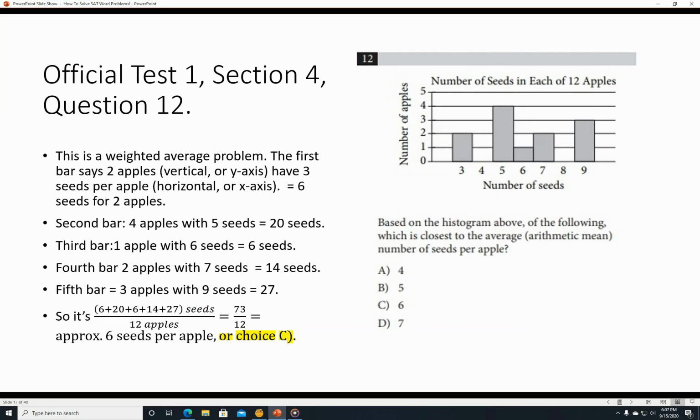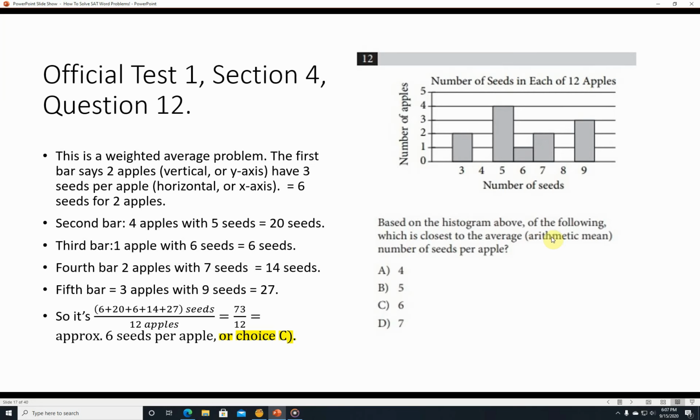Okay. Official test 1, section 4, question 12. We have a chart here that shows the number of apples and the number of seeds in each of 12 apples. Okay, so we have 2 apples. This is the number of apples that have 3 seeds. And, okay, 5 apples that have 4 seeds. Let's read the problem. Based on the histogram above, which of the following is closest to the average or arithmetic mean number of seeds per apple?